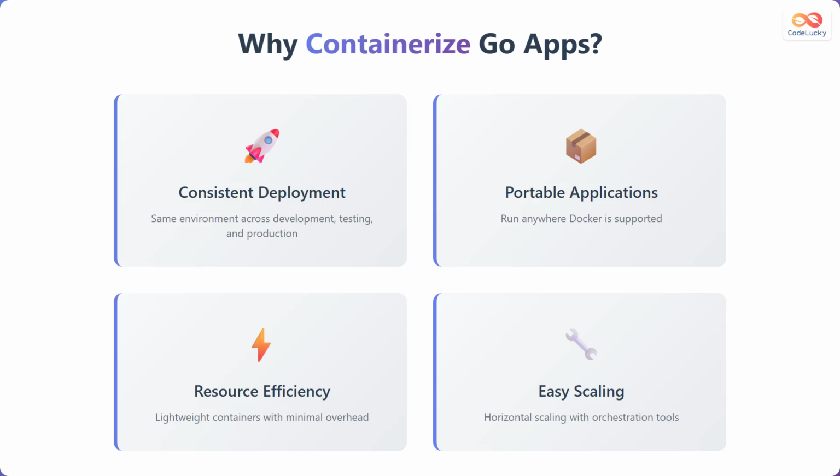Once containerized, your Go application can run anywhere Docker is supported, eliminating the "it works on my machine" problem. Third, containers are resource efficient, providing lightweight isolation with minimal overhead compared to traditional virtual machines. Finally, containerized applications are easy to scale horizontally using orchestration tools like Kubernetes, making them ideal for modern cloud-native architectures.